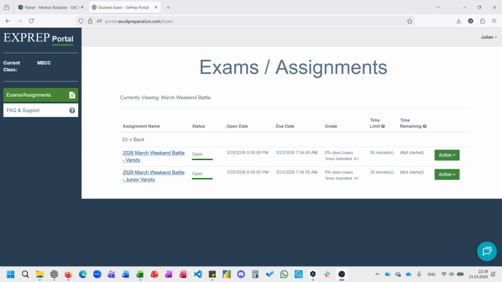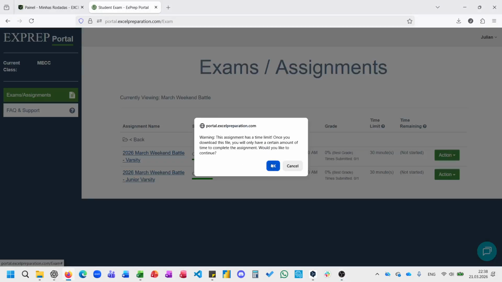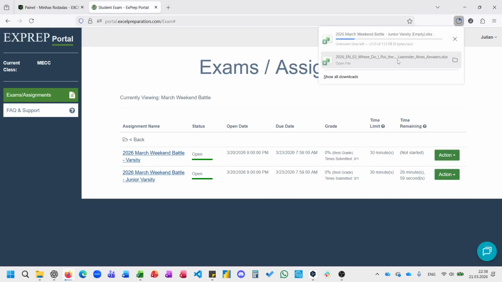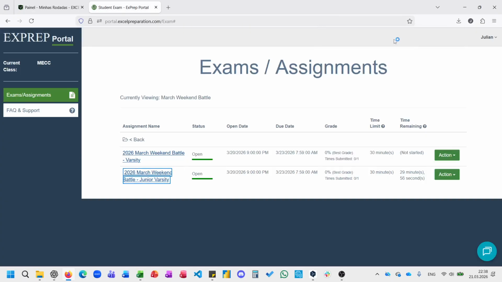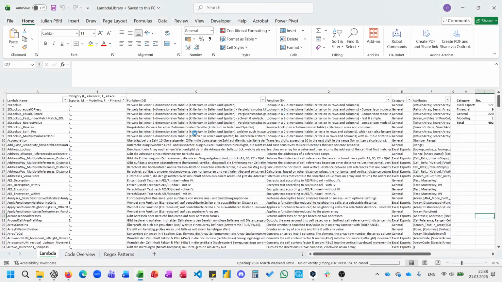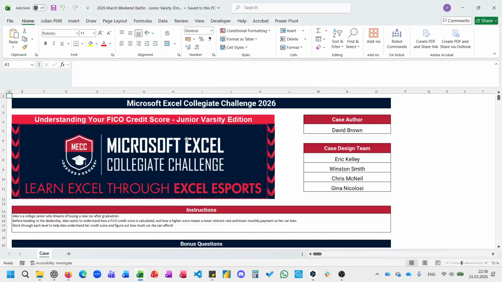This time the March weekend battle. We will, as always, first do the junior varsity and then the varsity case. So let's see what the case this time will be. Junior varsity, yeah, time limit is for junior varsity cases normally not the issue. But let's see.